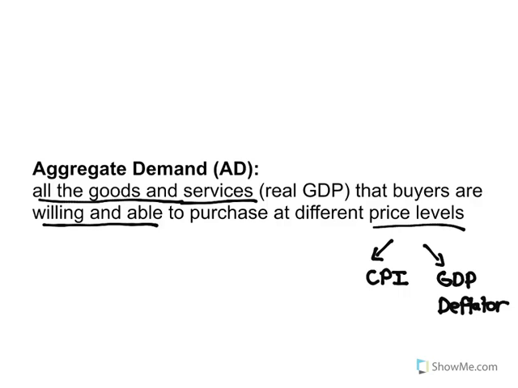So aggregate demand basically represents everything that people want and are able to buy, and again, it's GDP. Also be careful to note that it is real GDP. We're doing GDP adjusted for inflation because we want to have the most accurate understanding of what people are willing and able to buy across the entire economy.